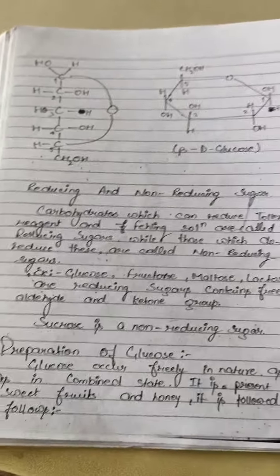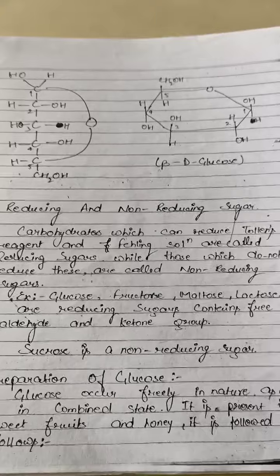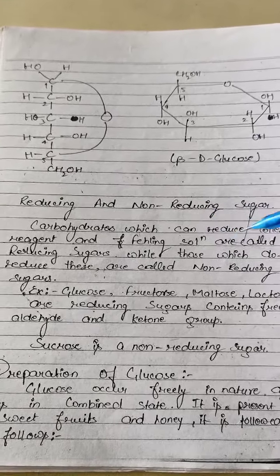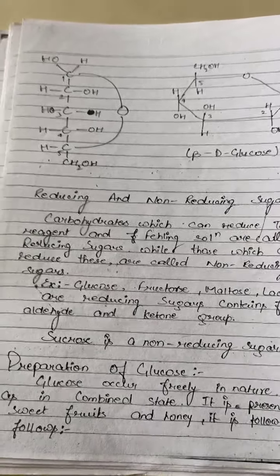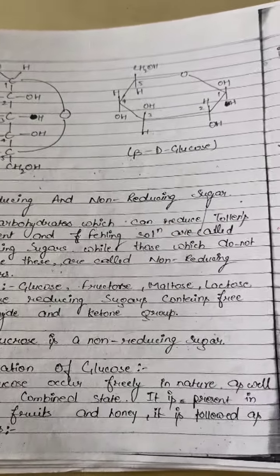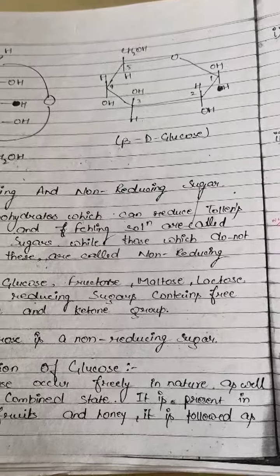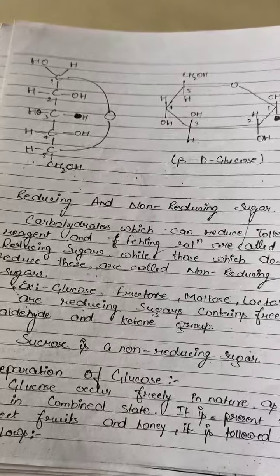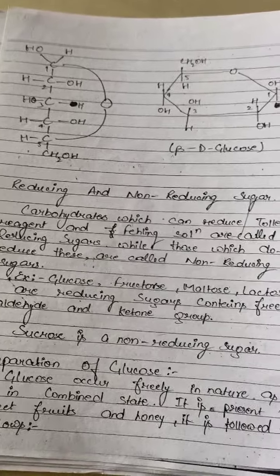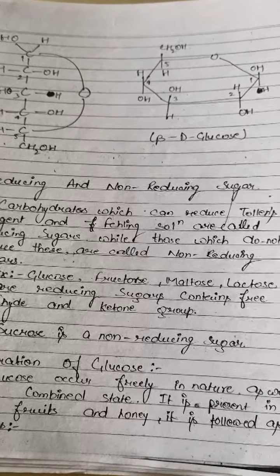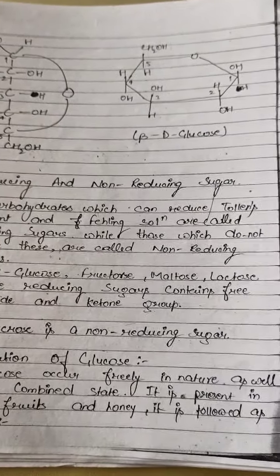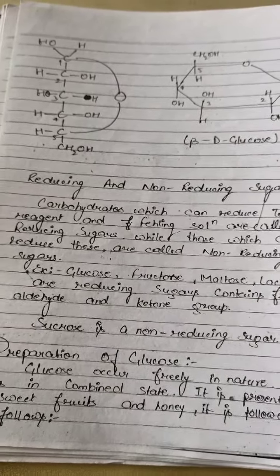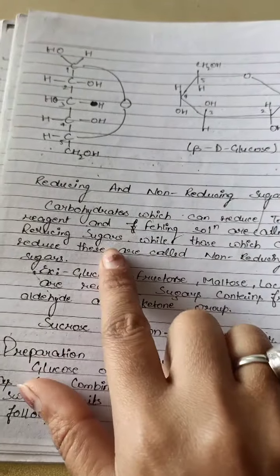Now a very important topic is the reducing and non-reducing sugar. Carbohydrates which can reduce Tollens reagent and Fehling's solution are called reducing sugars. Now, carbohydrates, you know, in a second word we can say fat is coming, starch is present in that. So for finding out whether starch is present in rice or something, what is the reagent we are using? The reagent we are using is Tollens reagent or Fehling's solution. Understood? Fehling's reagent we are also saying. So that is said to be the reducing sugar.